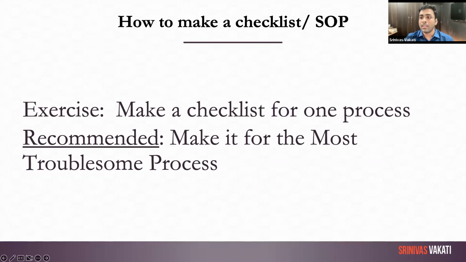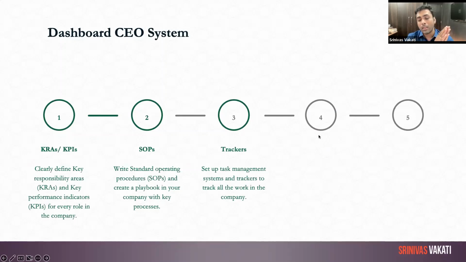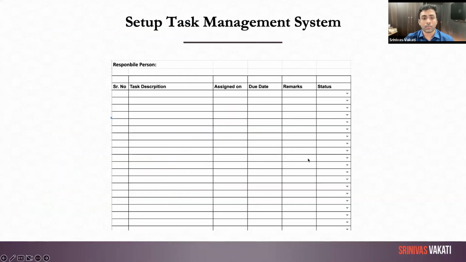So this is the second step for you: create checklists and create SOPs for everything in your firm. And the third step is you need to start setting up trackers now. You need to have a task management system in place, and a system where you're tracking all the KPIs that got set up in step number 1. That's the third step for you, setting up trackers.